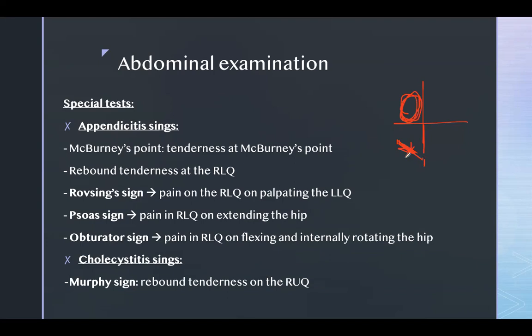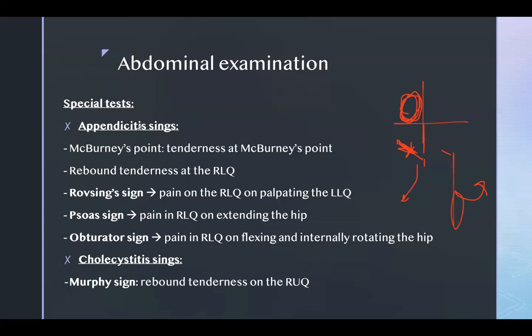Rovsing's sign is when you've got pain in the right lower quadrant when you press on the left lower quadrant. So the examiner's hand is on the left lower quadrant, and the patient complains of pain on the right. Then psoas sign is pain in the right lower quadrant when you ask a patient to extend their hip. You can ask them to turn to one side, and you would extend their hip, and during this extension they would get pain. Obturator sign is pain in the right lower quadrant when they flex or internally rotate the hip. You would passively do this to the patient: ask them to lie down, hold the hip and rotate it internally and see if they get pain or not.